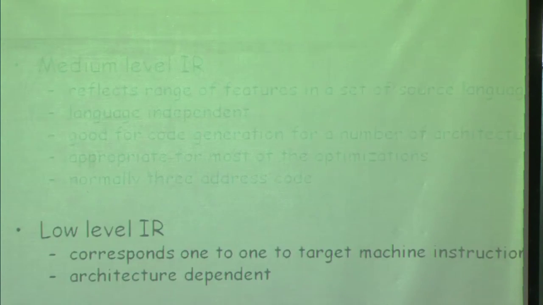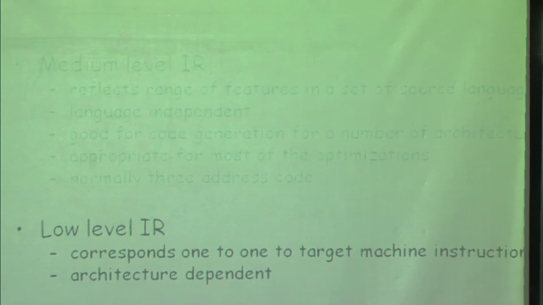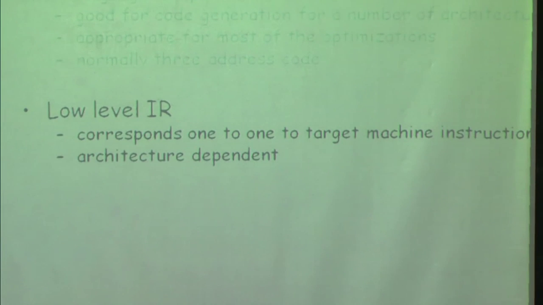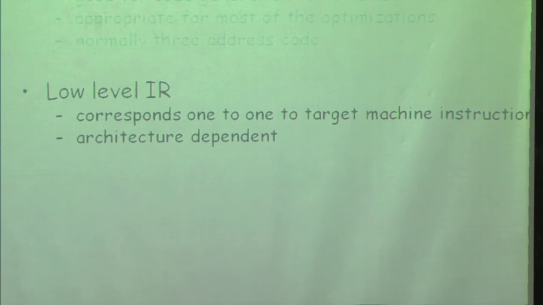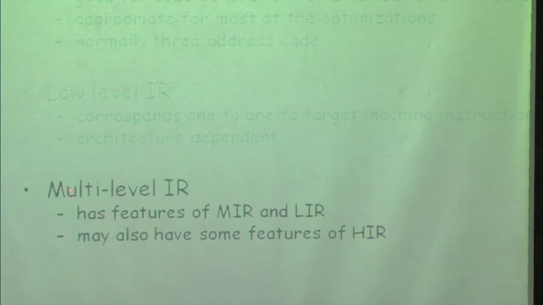Okay? And low level IR is going to correspond, so we'll look at examples of this, and low level IR is going to correspond to more than one target architecture, okay? And multi level IR, that sometimes I may want to mix all these. Okay? So there is nothing sacrosanct about saying what my IR is, whether it should be HIR or MIR.